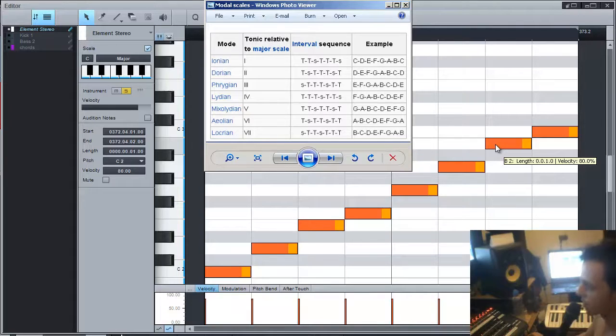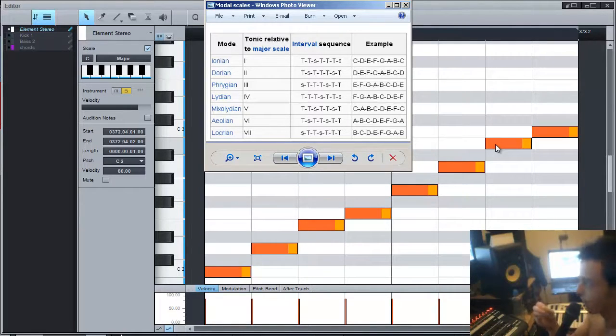So when you're composing on a C major scale, you've got all these 7 different modes to work with. The Ionian, the Dorian, the Phrygian, the Lydian, the Mixolydian, the Aeolian, and the Locrian. And the good thing about working in modes is that each one of these modes has a different mood, right? Some are sad, some are mystical, some are happy. Different modes, different moods.